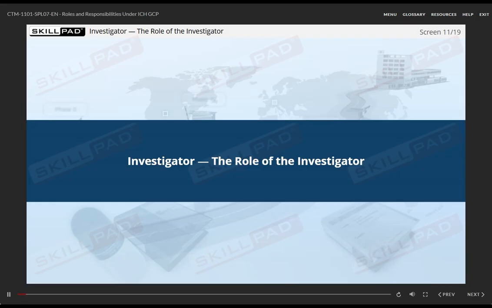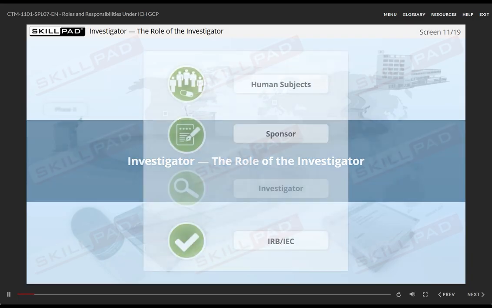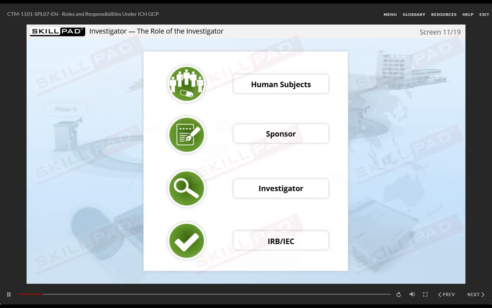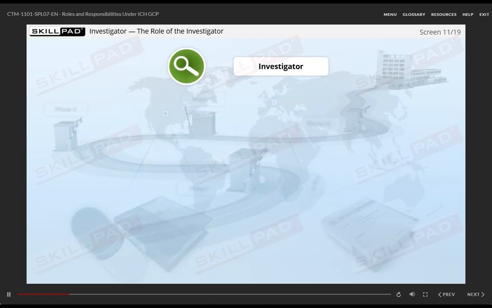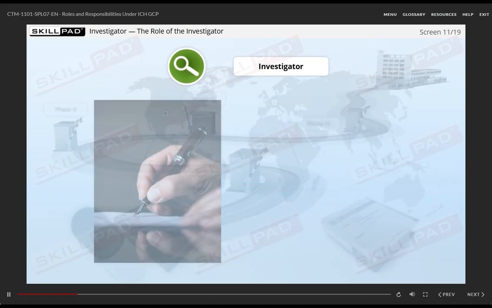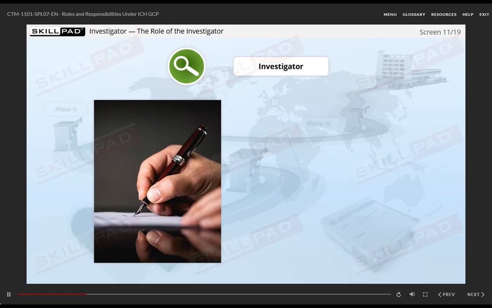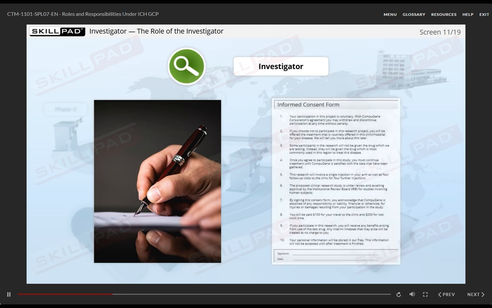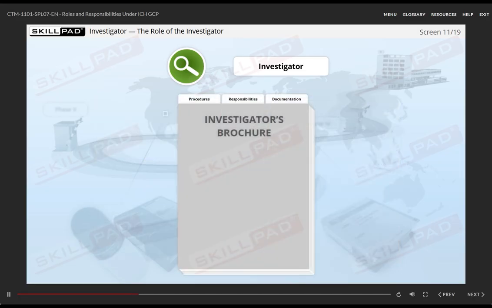Investigator, the role of the investigator. Once the IRB or IEC gives its written approval, the trial can proceed. Prior to the initiation of a clinical trial, the investigator must obtain written and dated approval from an IRB for the trial protocol and any amendments, the informed consent form, and the subject recruitment procedures. The investigator's brochure should also be listed.